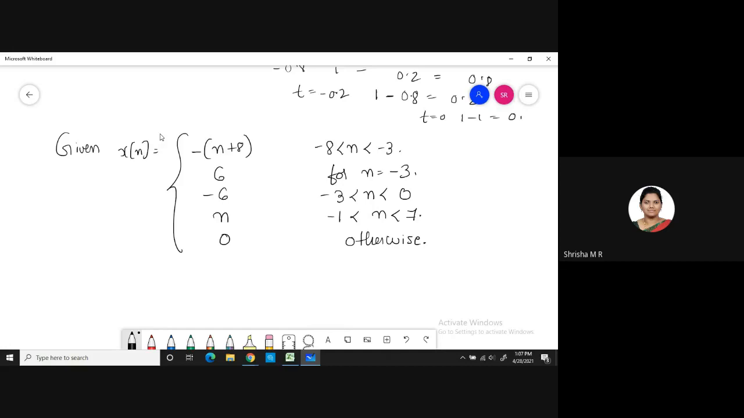So this is x of n, you have to try plotting this. For different intervals of n, you have been specified what are the amplitudes. So you have to plot y of n, which is equal to 3 times x of n by 2 plus 1. This is a discrete time signal. Given x of n, you have to plot y of n, which is 3 times x of n by 2 plus 1. So how will you solve this?